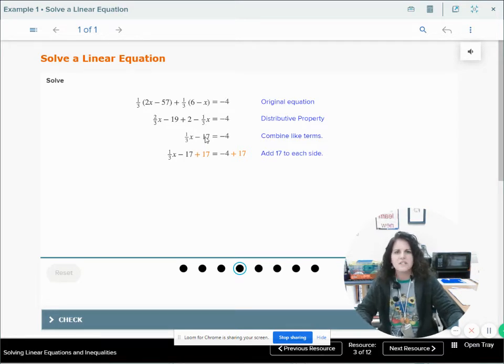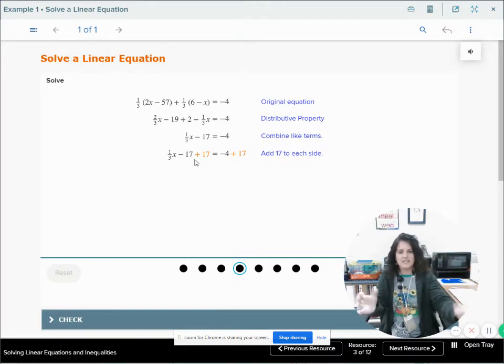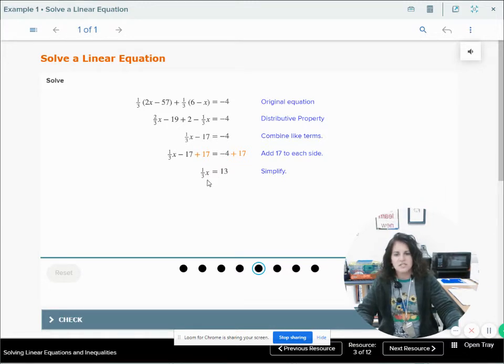At this point, we want to get rid of this negative 17. Remember, the goal is always to isolate the variable, to get that variable all by itself on one side of the equal sign. How do I get rid of a minus 17? Well, I add 17. Minus 17 plus 17 is 0. But remember, the property of equality says if I add 17 on this side to get that to be 0, I've got to do the same thing on this side or else my scales will no longer be balanced. So I add 17 over here, and I have to add 17 over here. Now we can simplify, and I have 1/3 x equals 13.